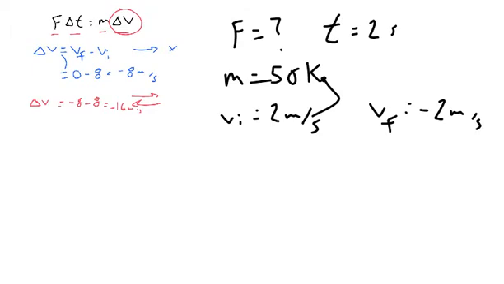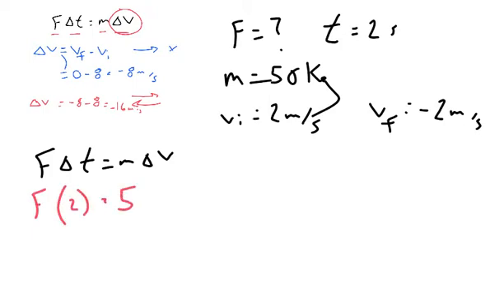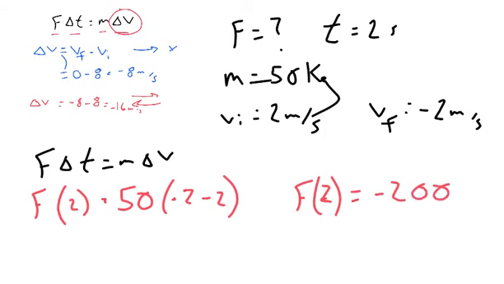So when we're plugging in our numbers, the equation is going to be F delta T equals M delta V. We're going to plug in the numbers. We got F times 2 is going to equal 50 times the change, which is going to be final, a negative 2 minus 2. So we're going to get negative 2 minus 2 is a negative 4. Negative 4 times 50. We're going to get F times 2 is going to equal a negative 200.